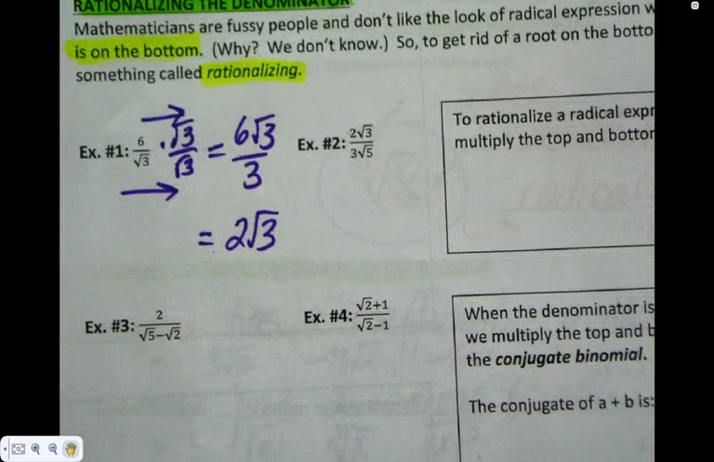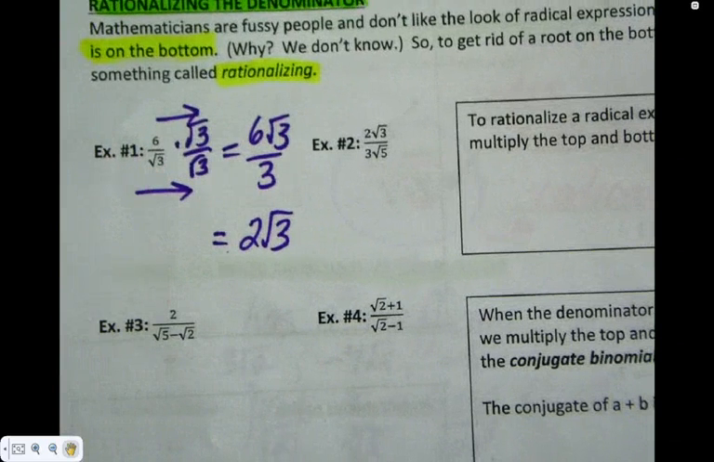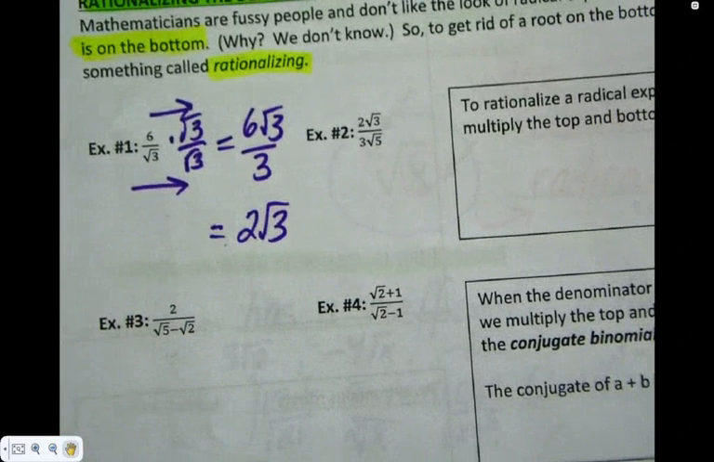This is called rationalizing. Rationalizing is when you're getting rid of the root on the bottom. Grab your calculator. I want you to calculate the decimal value of 6 divided by root 3. Tell me what the decimal is approximately equal to. 6 divided by root 3. Approximately, can we confirm? Okay. Now calculate what 2 times root 3 is approximately equal to.